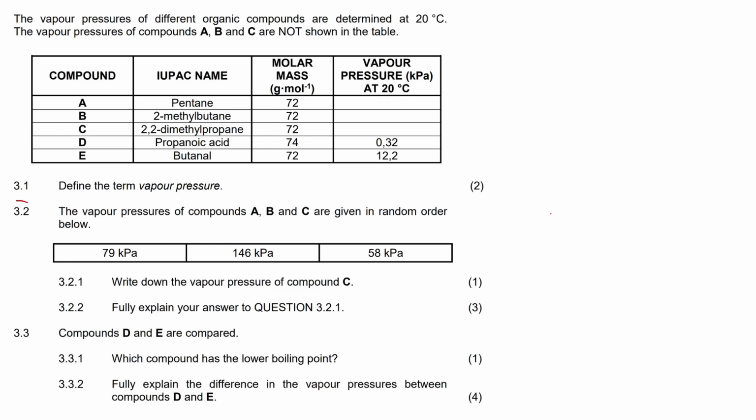Okay, then it says that the vapor pressures of compounds A, B, and C are given in a random order below. So it doesn't mean that this is A and this is B and this is C. It's a random order. So this could be A, this could be B, and this could be C, for example. Okay, so it says write down the vapor pressure for compound C.